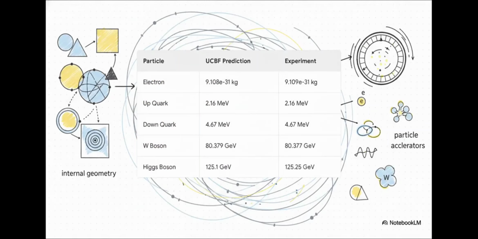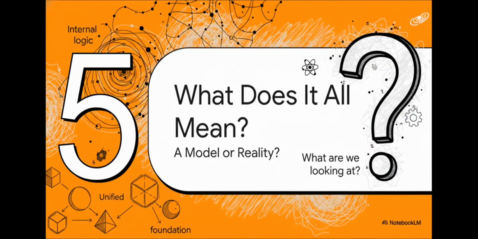And just look at these numbers. Seriously. On the left side of this table, you've got the masses predicted by the theory, again, calculated purely from its internal geometry. And on the right, the actual values we've measured in our giant particle accelerators. We're talking about the electron, the up and down quarks, the W boson, even the Higgs boson. The predicted values are just astonishingly, breathtakingly close to what we actually observe. I mean, the numbers are absolutely compelling. The internal logic is beautiful, it's elegant.